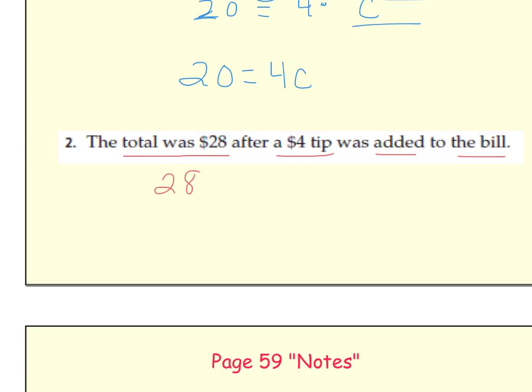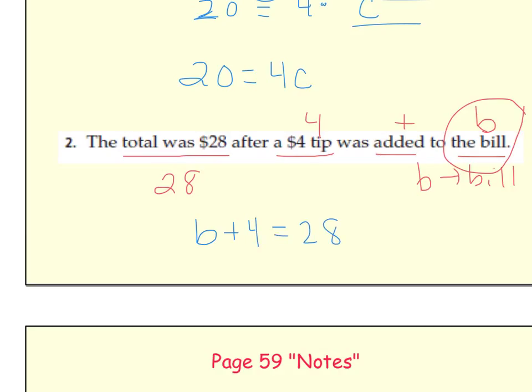and I have a 4 that was added to, it looks like this bill, but it doesn't tell me how much the bill was. So I'm going to say B is my variable for bill. This would be me defining that variable. B represents the bill. So then I'd say, okay, I'm going out to eat, I start with a certain bill, however much I bought, then I added a $4 tip, and I ended up paying $28.